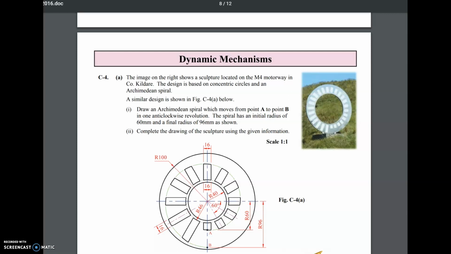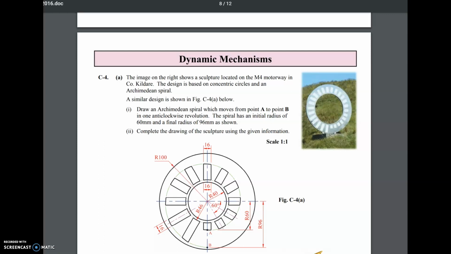Okay, so we're going to look at dynamic mechanisms again. This is from the 2016 exam paper. The image on the right shows a sculpture located on the M4 motorway in County Kildare. The design is based on concentric circles and an Archimedean spiral. A similar design is shown in figure C4a below.